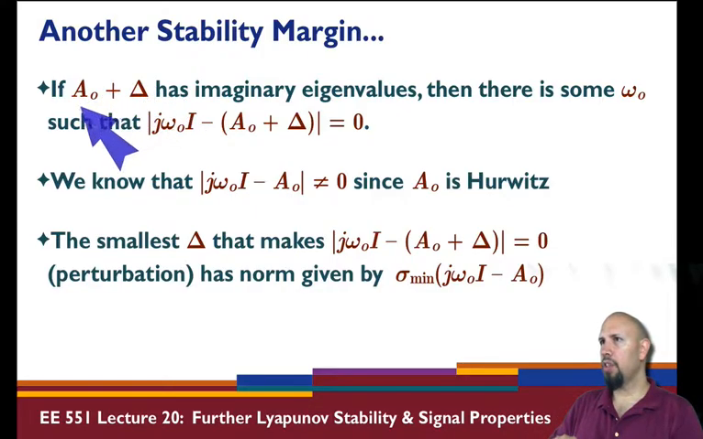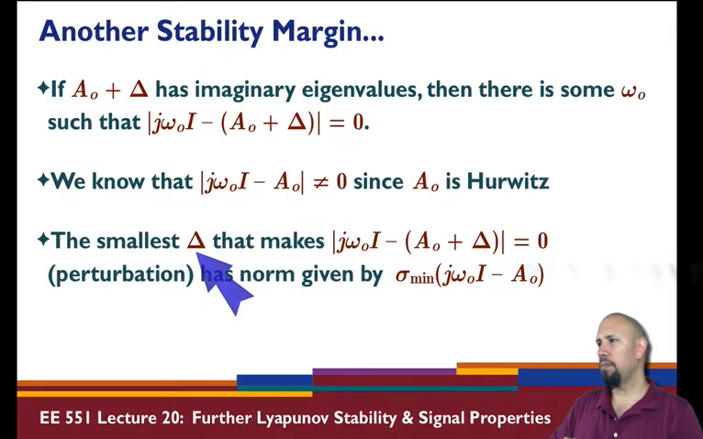So suppose this matrix has imaginary eigenvalues. Then there's some omega naught such that j omega I minus this matrix, so this is like sI minus this matrix, has determinant equal to 0. And so we know that A is stable, A naught is stable, and so this determinant is not 0 because j omega is not an eigenvalue of A. And so we know that that is not 0.